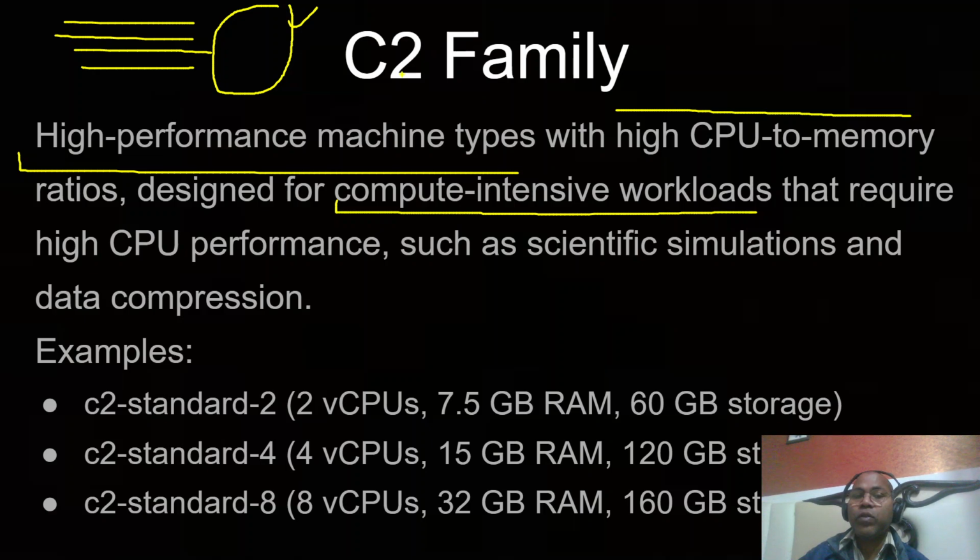For those scenarios you can say, hey, high CPU to memory ratio, and again in the C2 series you also have to choose the number of CPUs, RAM, and storage. But you are focusing only on this scenario. Compute intensive means your application requires mostly CPU processing capacity to meet the performance of your application.